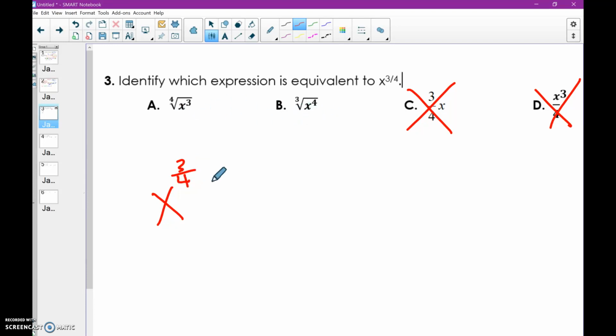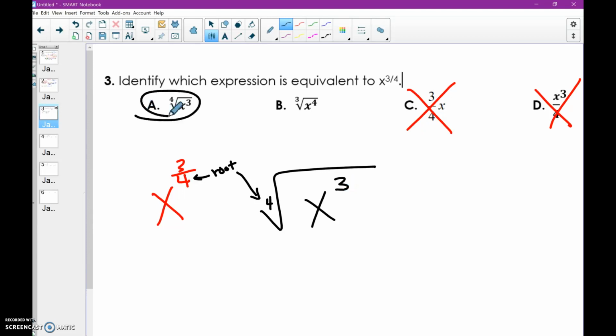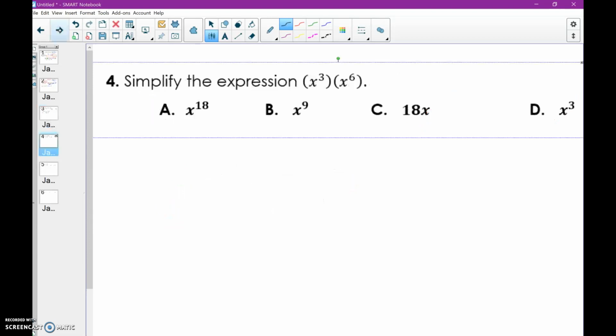Roots grow underground is our phrase to help us remember that the root, the thing underground, the thing underneath, is the root number, which means it's going to go right here. So there's the 4, the 3 is the power, and that's all you got to do. So that's A for number 3. Roots grow underground. All right, number 4, this one you're combining exponents.